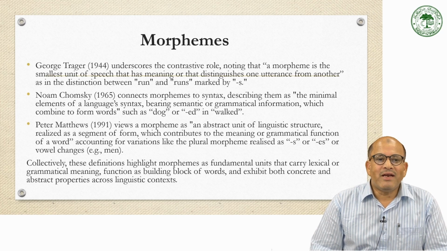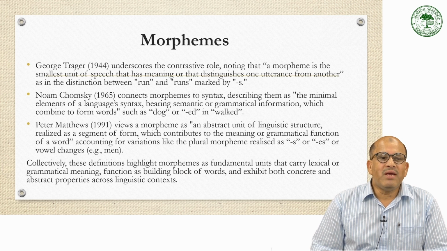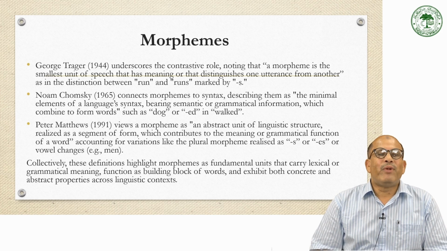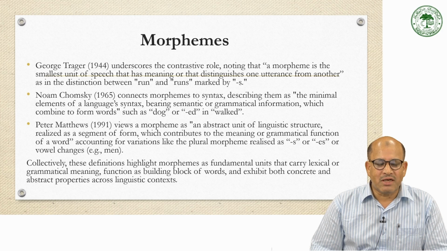George Trager underscores the contrastive role, noting that a morpheme is the smallest unit of a speech sound that has meaning or that distinguishes one utterance from another, as in the distinction between run and runs marked by s. So everywhere, every scholar has used different examples but conveys the same meaning, the same structures.